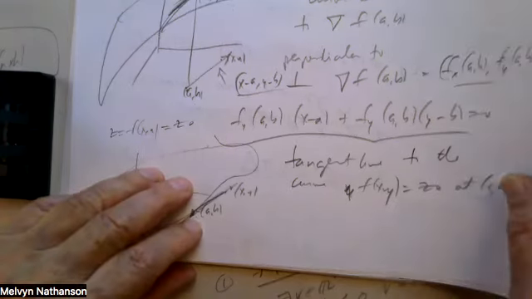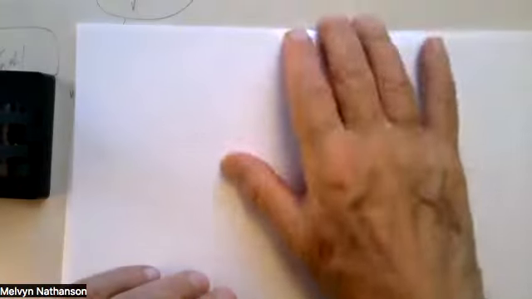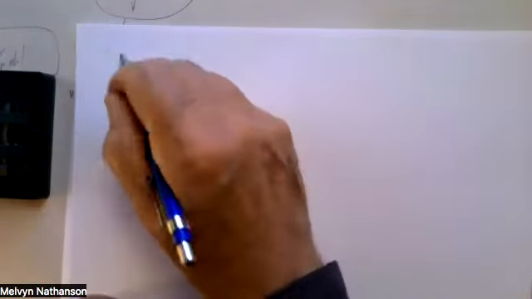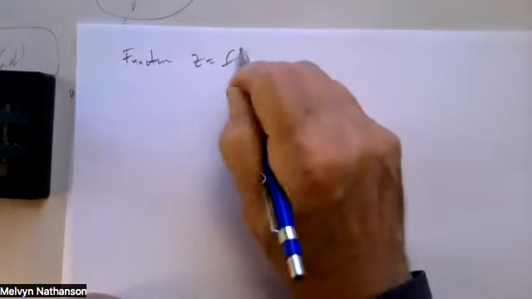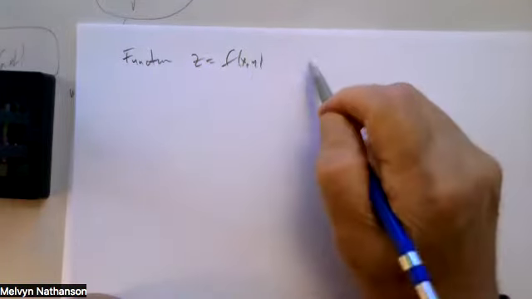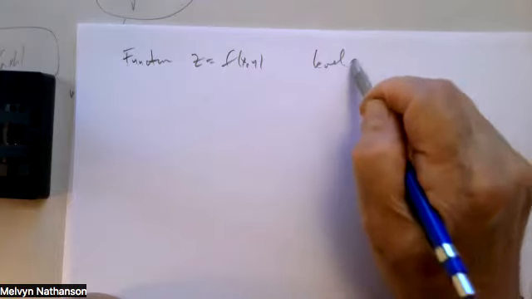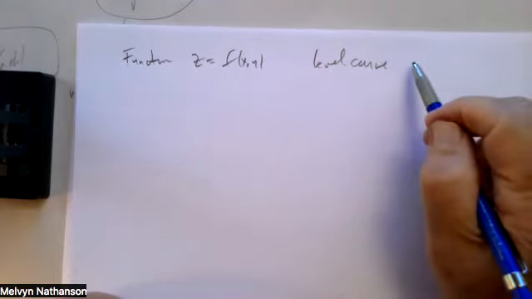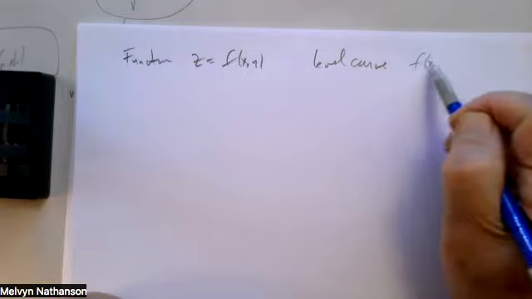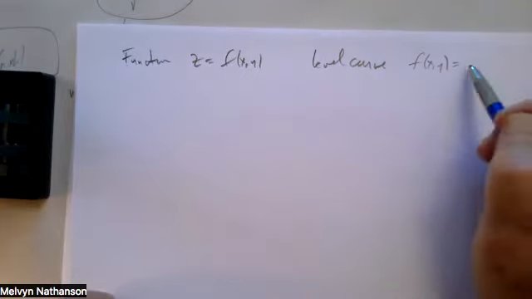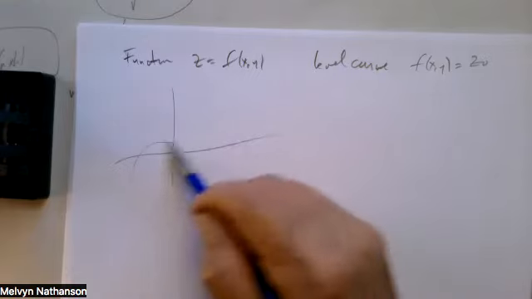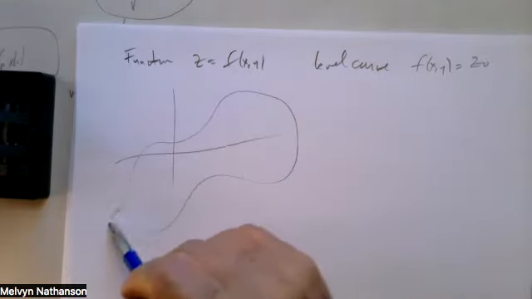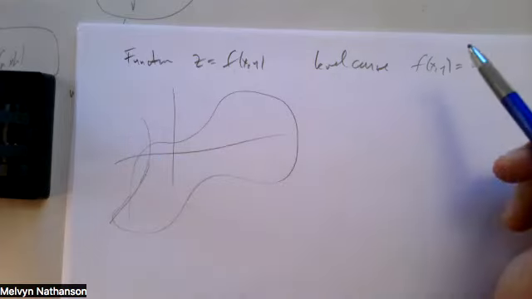Let me just try and explain this one more time, maybe make it a little bit clearer. So we have a function of two variables. z is f of x and y. And we have a level curve. That's all the points where f of x, y takes on some fixed value, z naught. So in the xy plane, that's some curve. It's all the points which satisfy that.